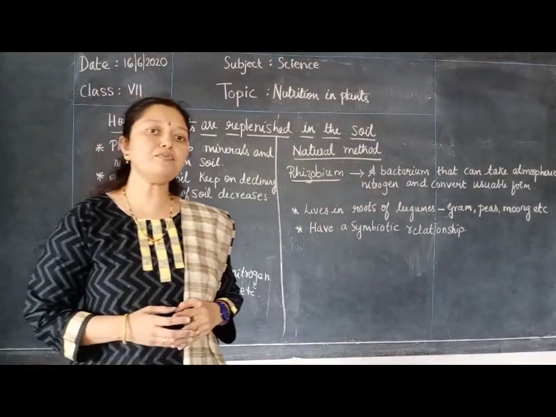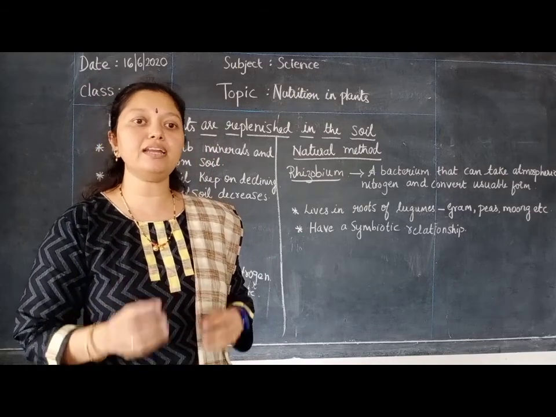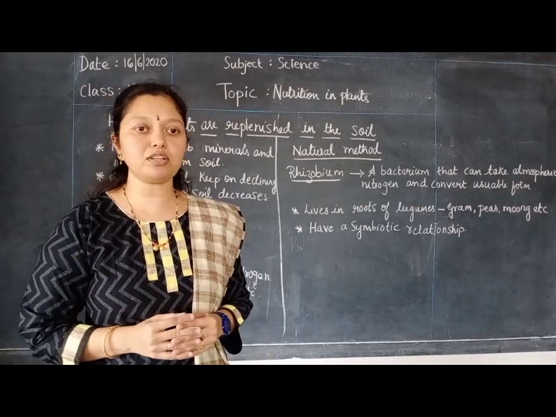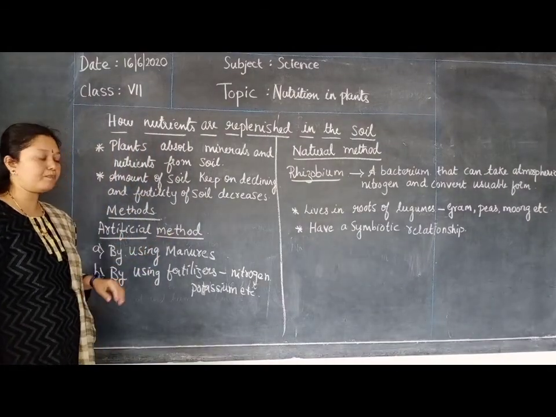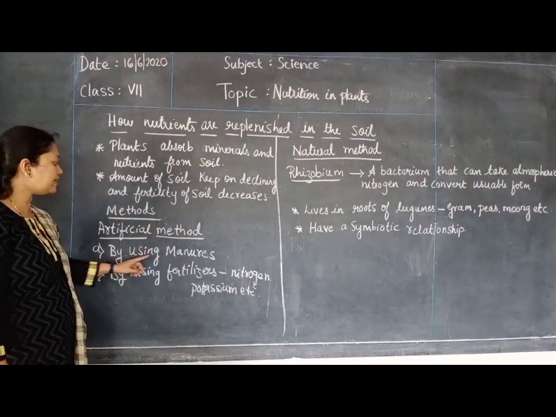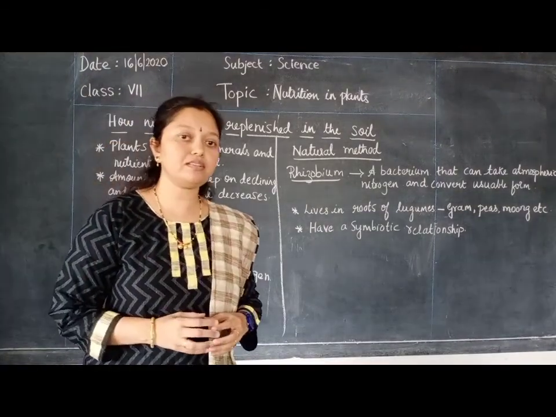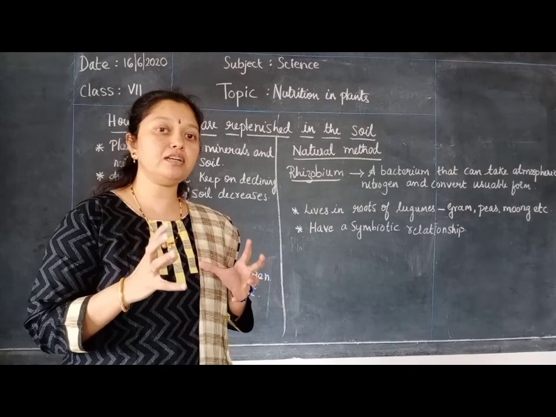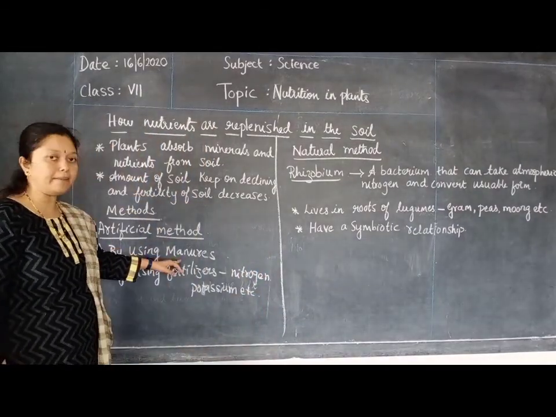So at that time what do we have to do? Here there are two methods by which we can replenish the nutrients in the soil. One is the artificial method. The artificial method is by using manures. Using manures means you will add cow dung, that is gobar. That is called using manures.